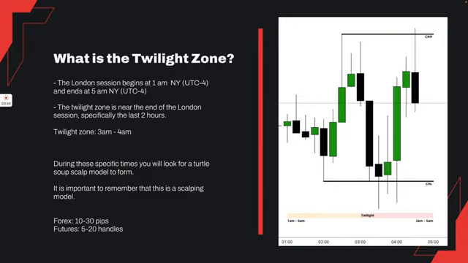You guys are probably all wondering, what is this Twilight Zone that I might be referring to? Well, first off, let's talk London. The London session starts at 1 a.m. New York Eastern Standard Time and ends at 5 a.m. New York Eastern Standard Time.